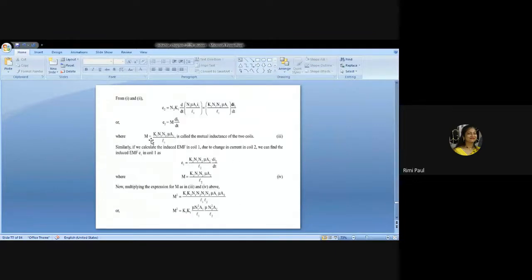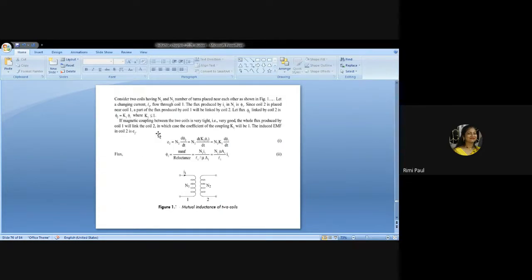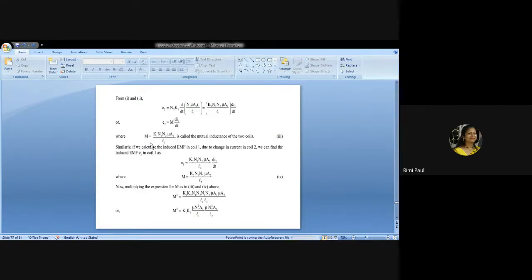Now what is M? M is equal to K1 N1 N2, where N1 and N2 are the turns of the coils. K1 is the constant term, that means the part of the flux, we can take it here, K1 phi 1 coefficients. Here mu is the permeability, A1 is the area of this magnetic path, and L1 is the length of this magnetic path, and this is the mutual inductance of the two coils.